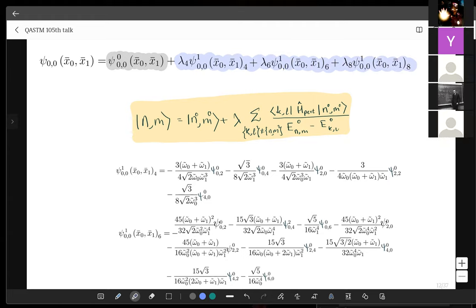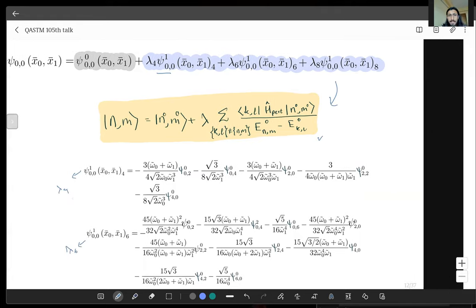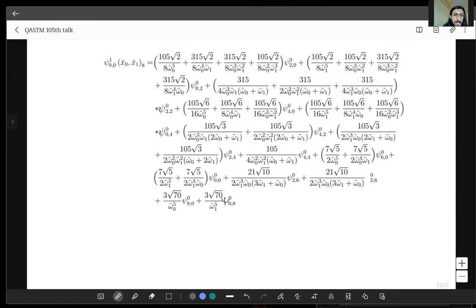Now we use our formula of perturbation theory, but instead of two states, now there are two oscillators. So we'll modify the perturbation theory with this. Previously there was just one quantum number. Now there are two quantum numbers, and using this, we get the first perturbation function corresponding to lambda 4, this for lambda 6, and this for lambda 8.